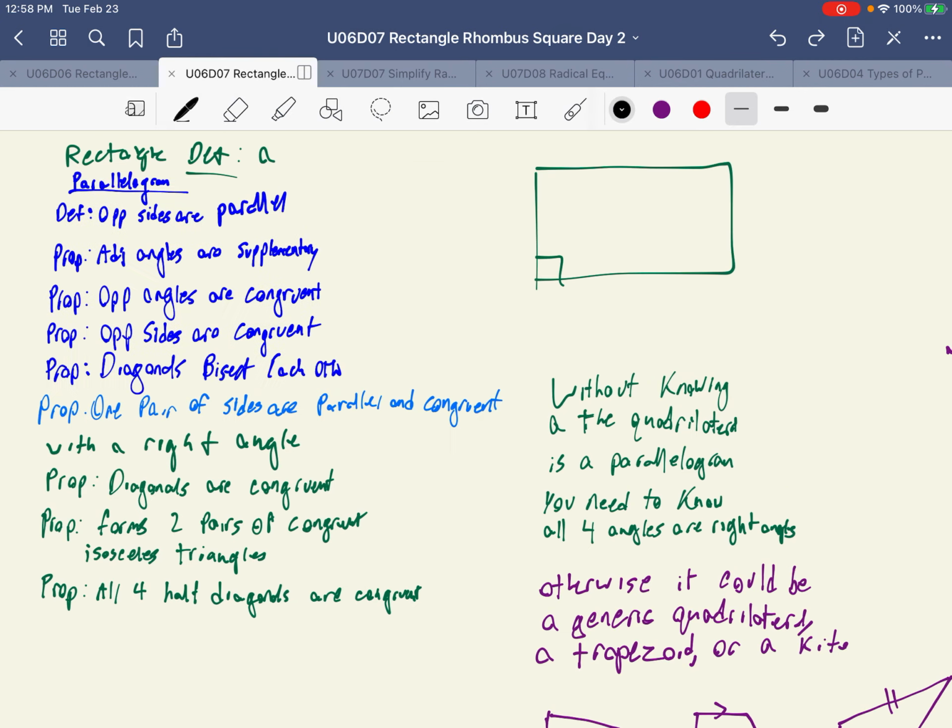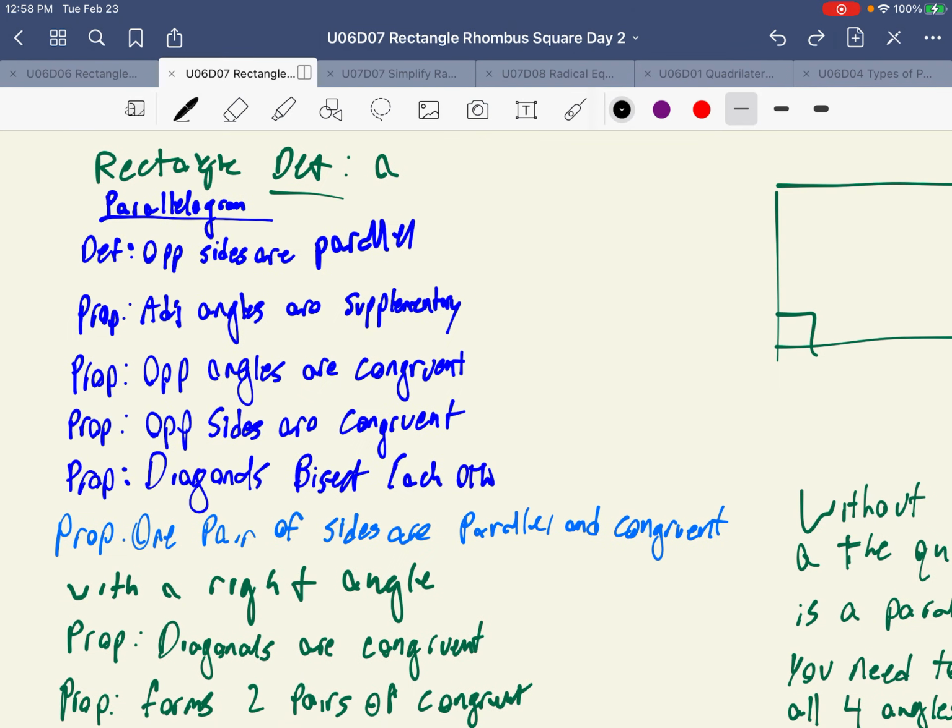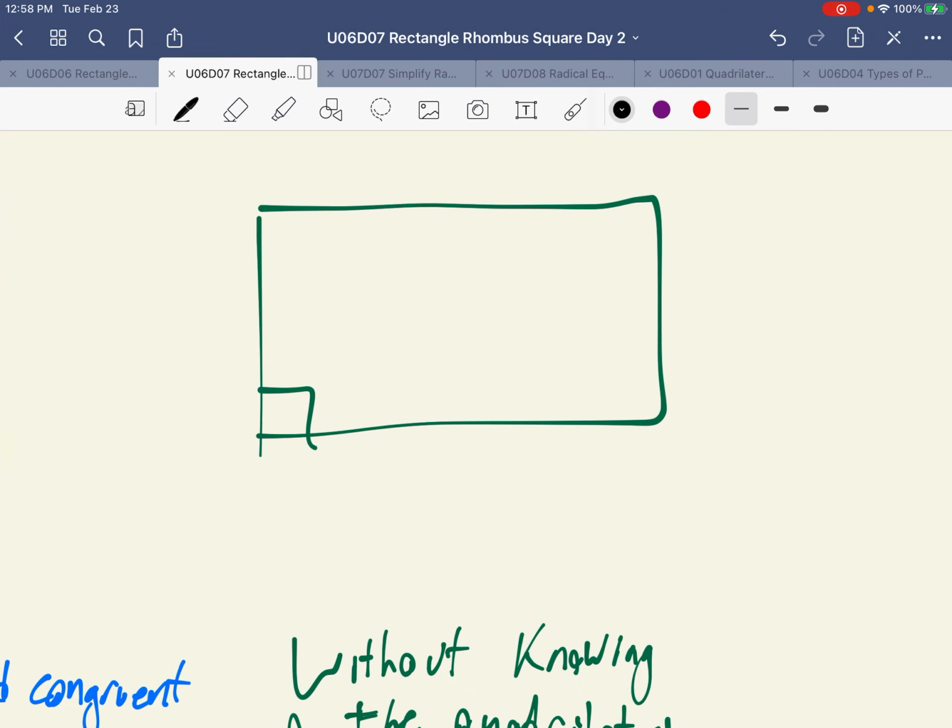All right, now we're going to take a look at a rectangle, which is just defined as a parallelogram. So its definition is a parallelogram that also has a right angle. So it is a parallelogram with a right angle. So this shape on its own is not enough information to conclude that it is a rectangle, because it has a right angle, but there's no indication that it is a parallelogram.